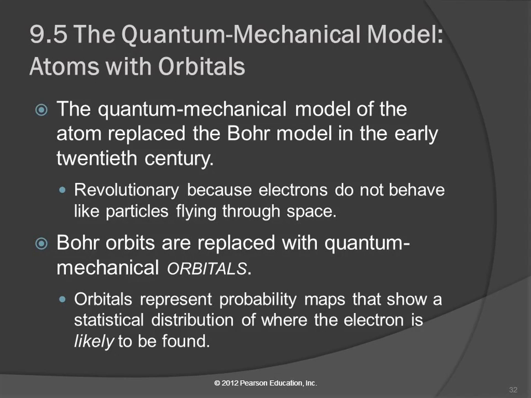We had been talking about the Bohr model of the atom, which is a lot like the solar system. And now we're going to talk about the quantum mechanical model. So this replaced the Bohr model in the early 20th century, so the early 1900s. And this was revolutionary because scientists determined that electrons do not behave like particles flying through space.